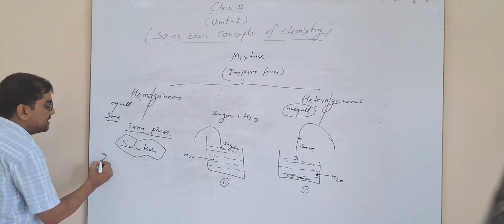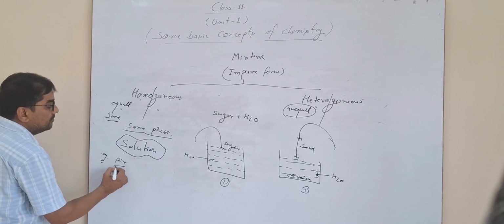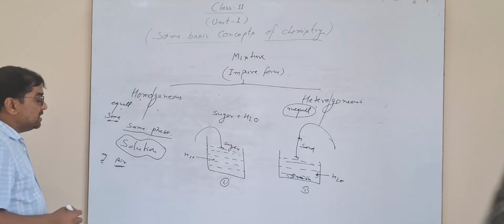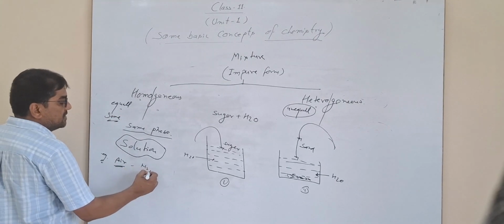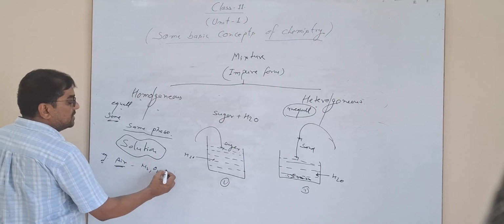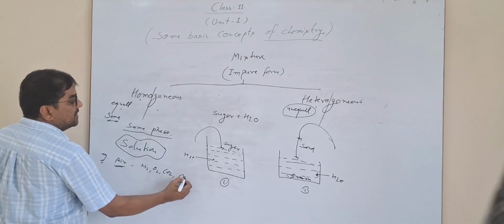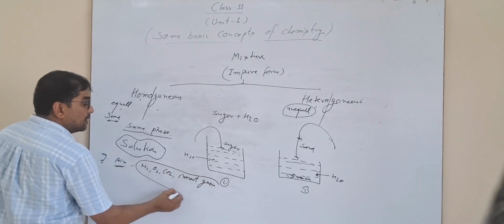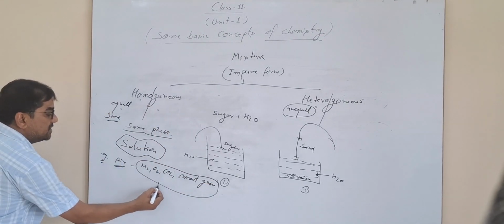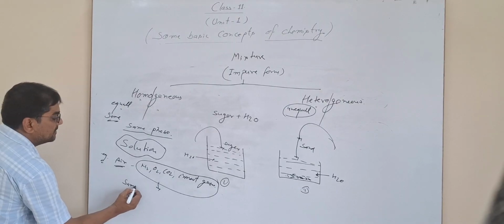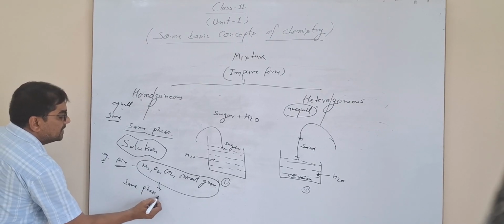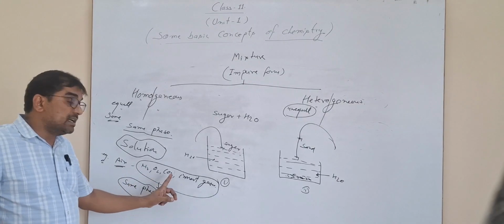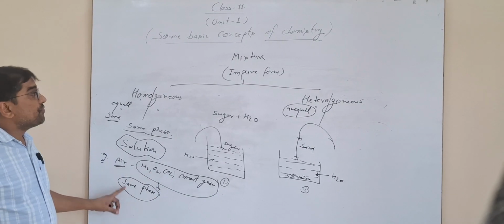For example, next is air. Air is a homogeneous mixture, impure in nature, because air contains nitrogen, oxygen, carbon dioxide, inert gases, etc. But all exist in the same phase. That's why it is a homogeneous mixture. Air is a homogeneous mixture.